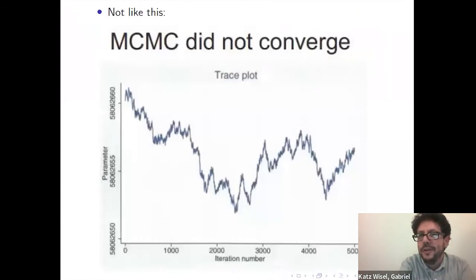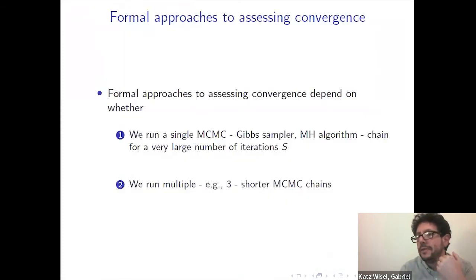In contrast, this plot shows that this chain has not converged. There is still a lot of variation, and each iteration of the algorithm, be it a Gibbs sampler or Metropolis-Hastings, yields very different values of the parameters. Now, taking a look at the trace plots, so looking at the values of the parameters, is one informal way of assessing convergence.